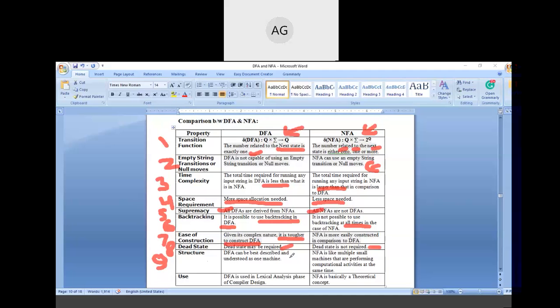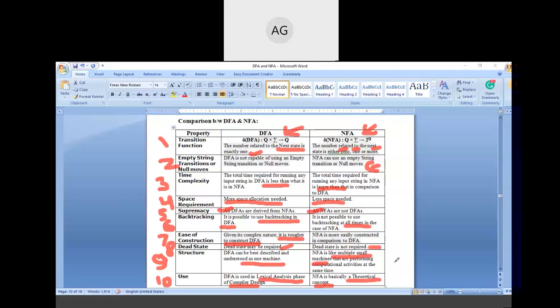The next point is structure. DFA can be best described and understood as one machine, whereas NFA is like multiple small machines performing computational activities at the same time. So basically, DFA we use practically, but NFA we do not use practically. The last difference is use. DFA is used in the lexical analysis phase of compiler design, whereas NFA is basically a theoretical concept. So in the practical world, we are using the DFA and not the NFA.